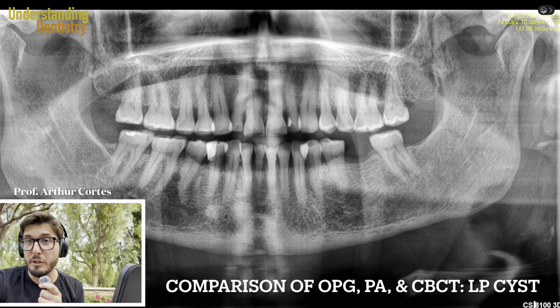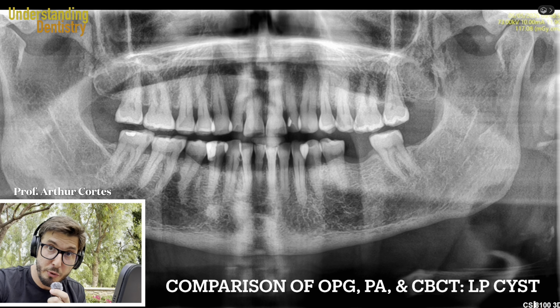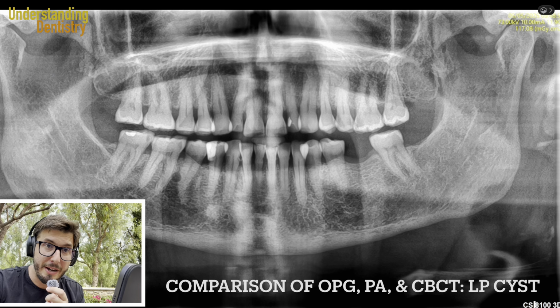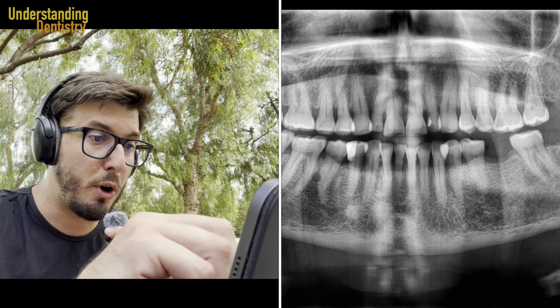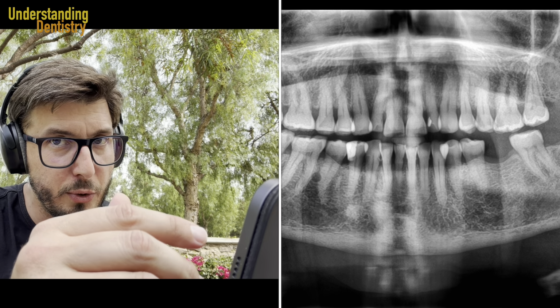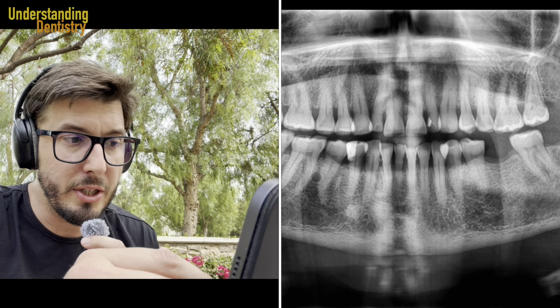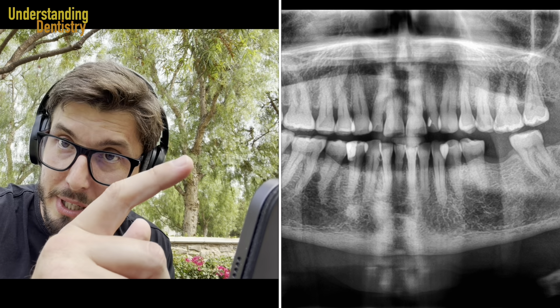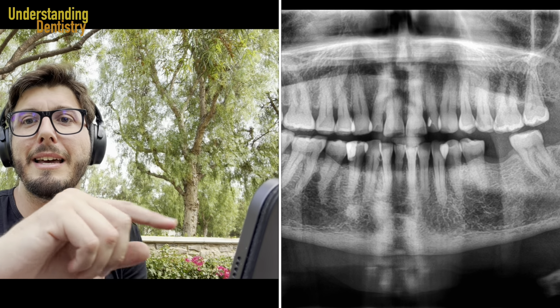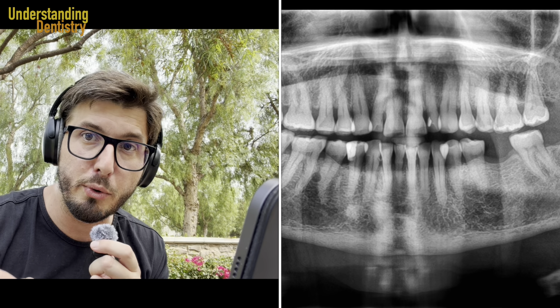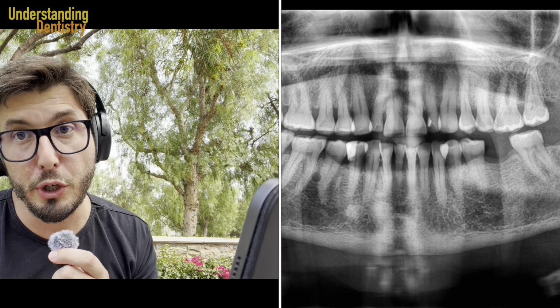Hello guys, quick video to see this case, a comparison between OPG, periapical radiograph, and the CBCT of a radiolucent lesion. So the lesion is small, I hope you guys are already seeing on the screen and locating the lesion. The lesion is small, round, symmetric, with corticated borders. It's a radiolucent lesion located at the middle third of the roots of some teeth at the posterior mandible.